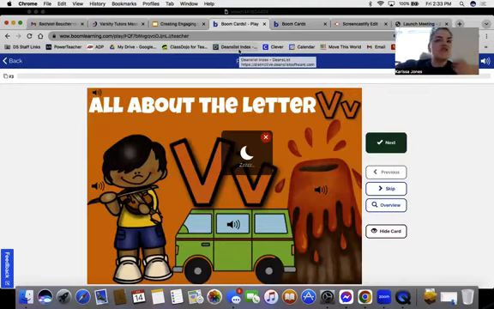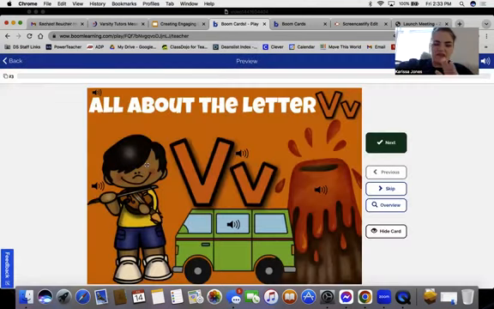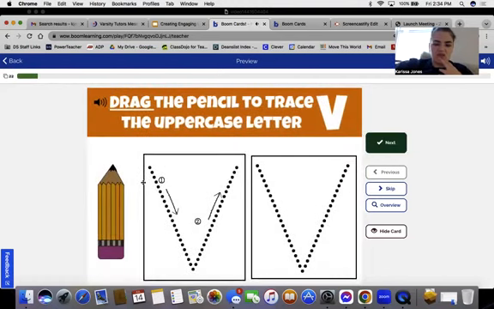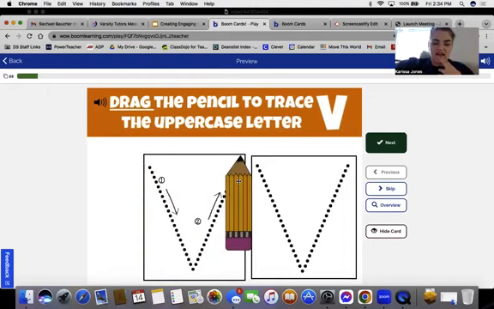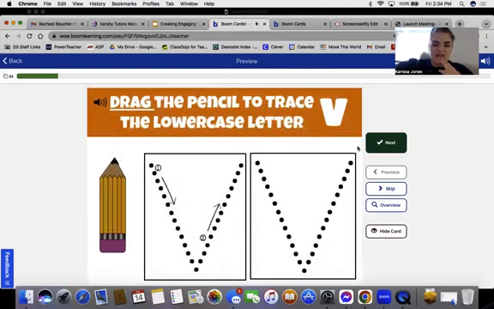So if I just learned all about the letter V, my we do prepared me, I'm ready, I am engaged, I think I understand. What they're going to do is get on their computers and play this game all about the letter V. They can listen to all these different words. They can practice writing it just like that. And when they're done, they go to the next button. And then they're going to do the lowercase v.